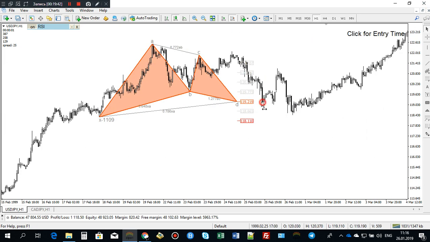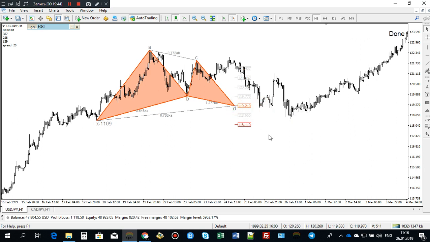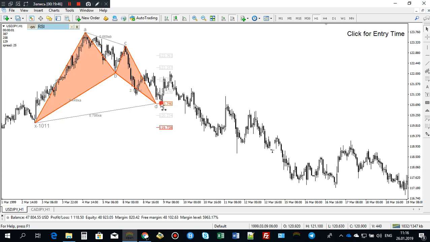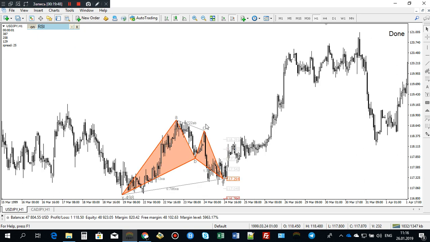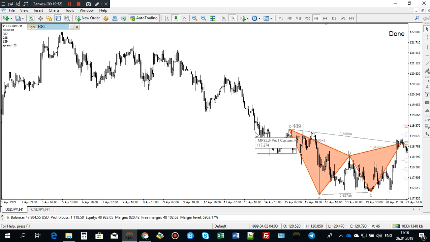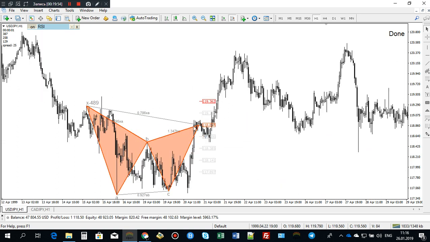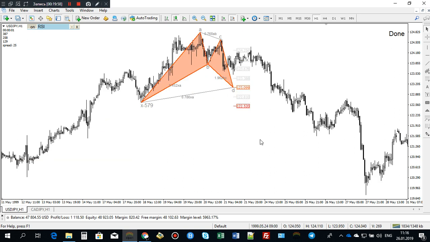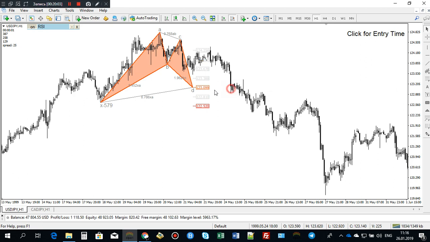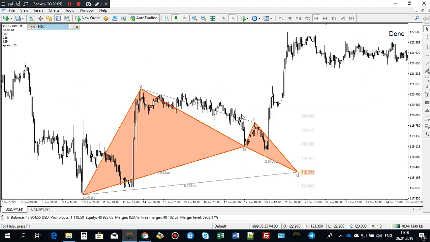This is a winner, entry, time, win. This is a win, entry, time, win. When I say win, it means I press N. This one is entry, time, price, loss. So this is time price loss.